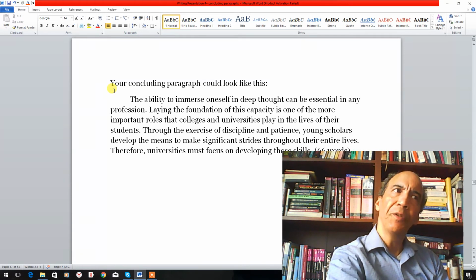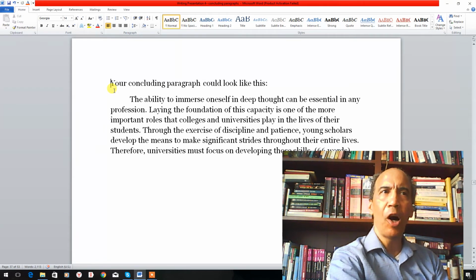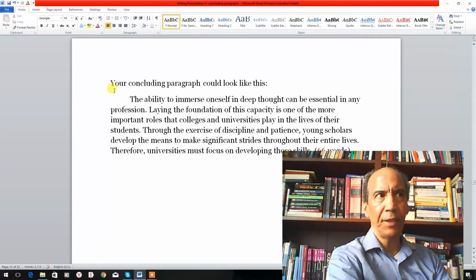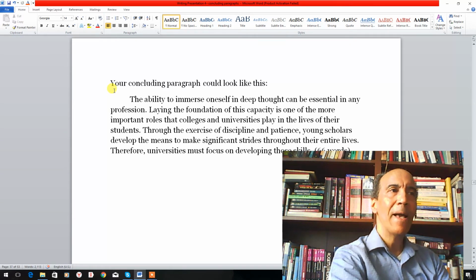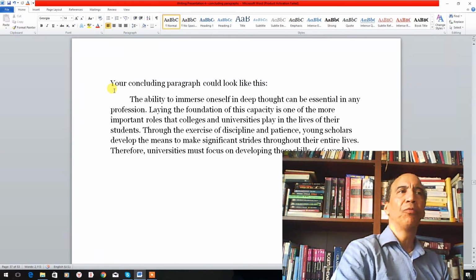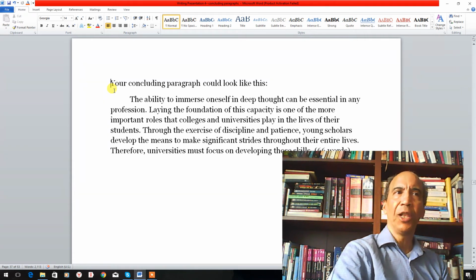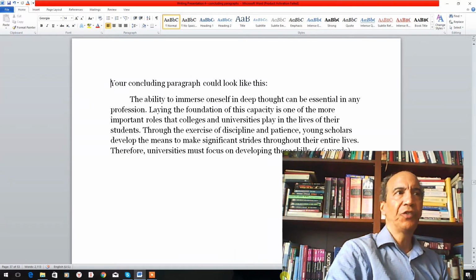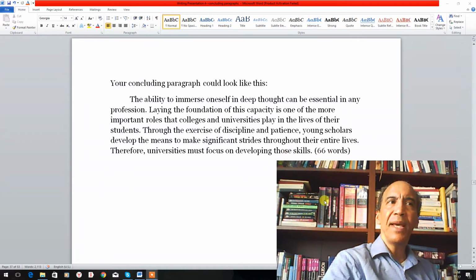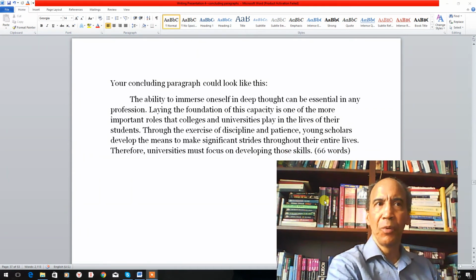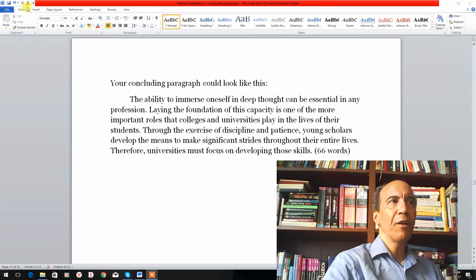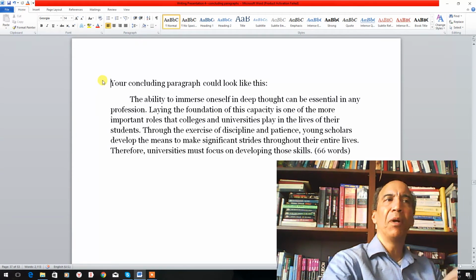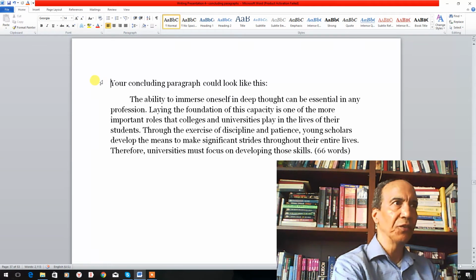The ability to immerse oneself in deep thought can be essential in any profession. Laying the foundation of this capacity is one of the more important roles that colleges and universities play in the lives of their students. Through the exercise of discipline and patience, young scholars develop the means to make significant strides throughout their entire lives. Therefore, universities must focus on developing those skills.